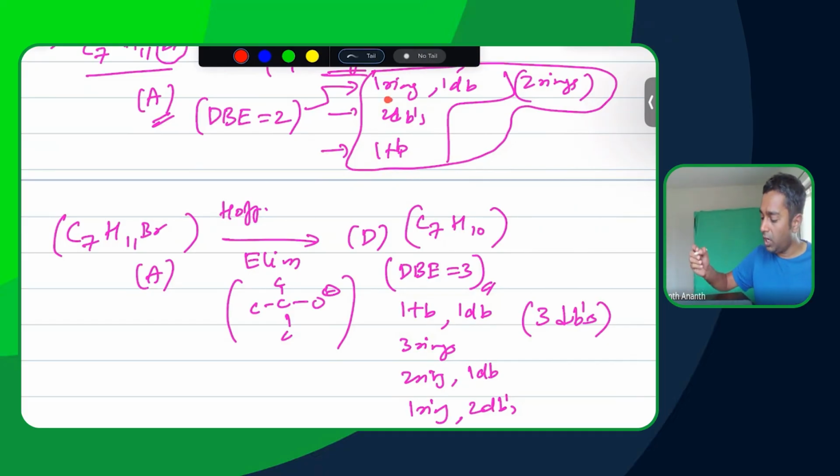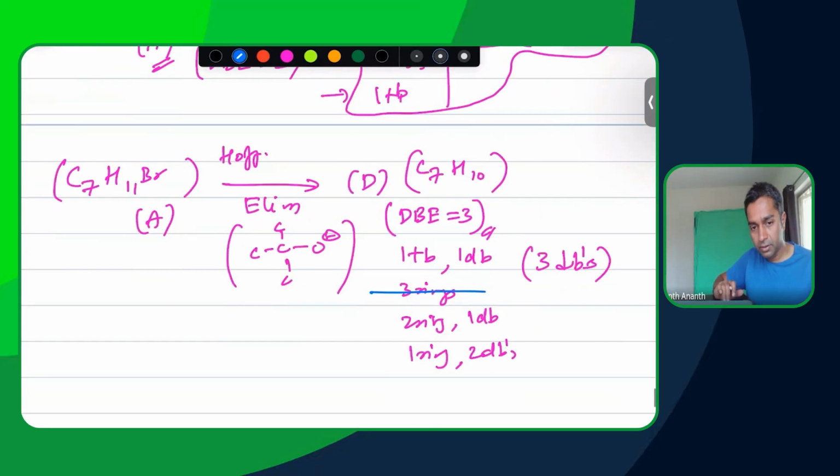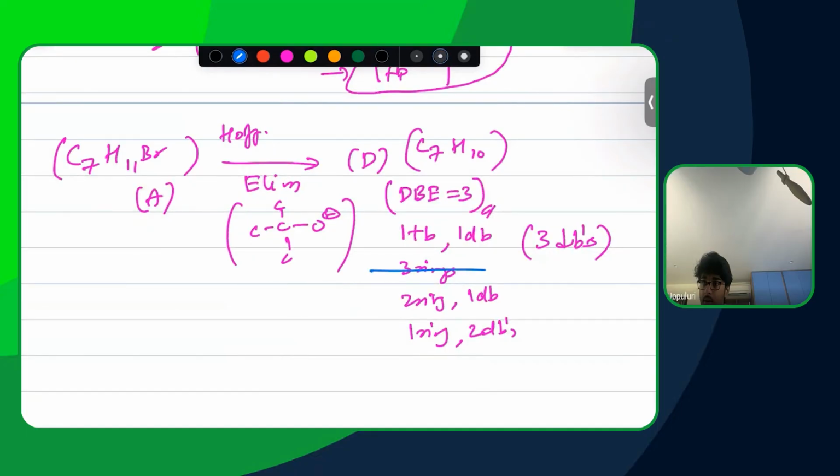So 1 ring and 1 double bond will result in 1 ring and 2 double bonds. 2 double bonds will result in 3 double bonds. 1 triple bond will result in 1 triple bond and 1 double bond. 2 rings will result in 2 rings and 1 double bond. Which means one possibility here is already out. So 3 rings is wrong.